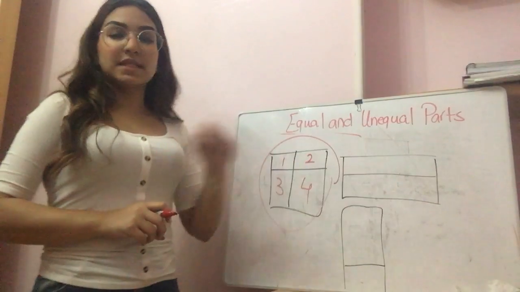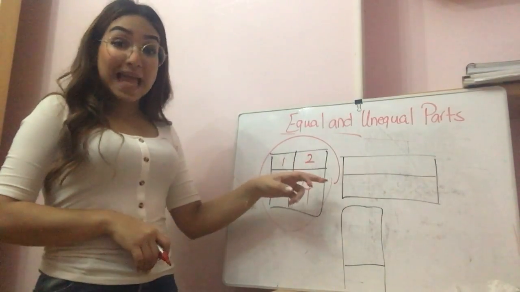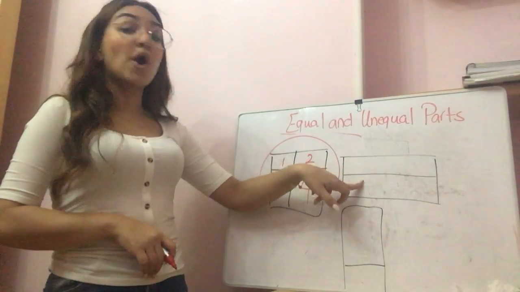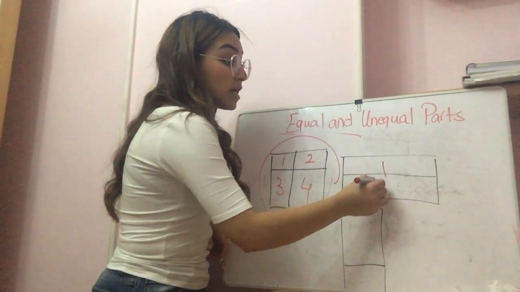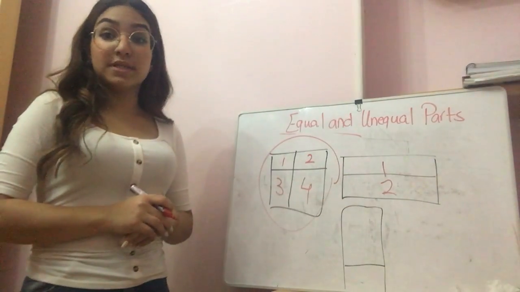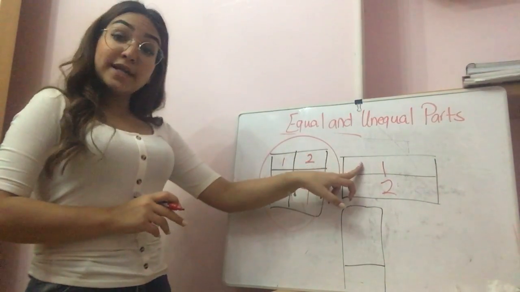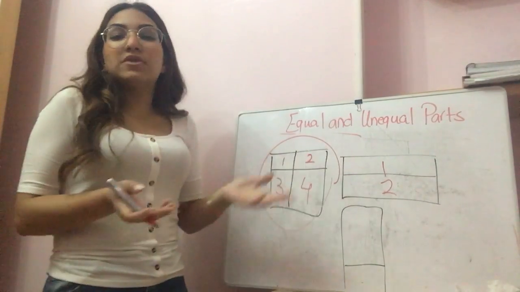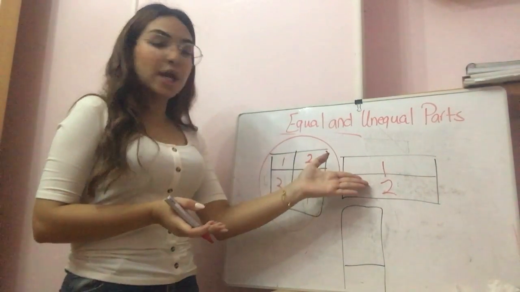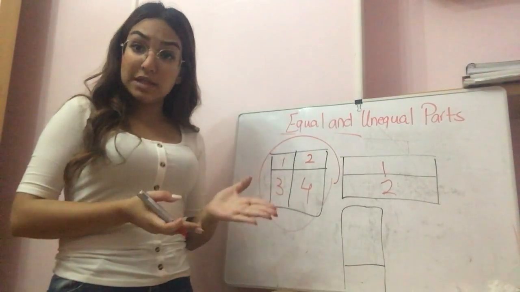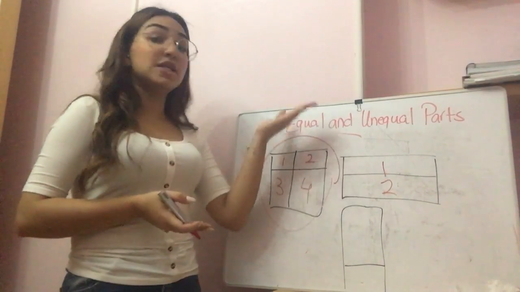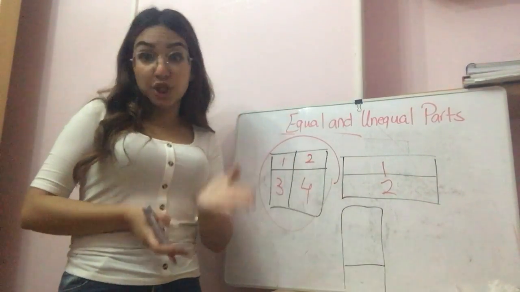Let's have a look at this rectangle. This rectangle is cut into 2 parts. This is the first part, this is the second part. The first part is obviously equal to the second part. So this shape shows equal parts, or is cut into 2 equal shares.